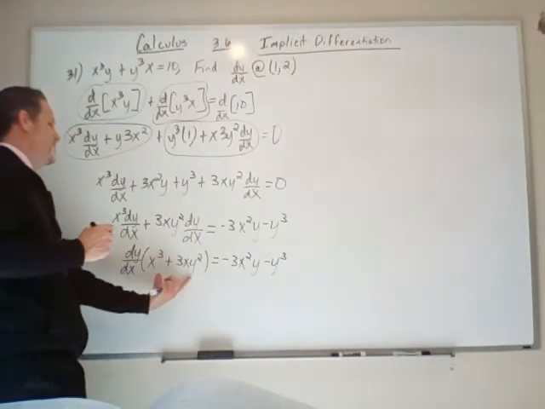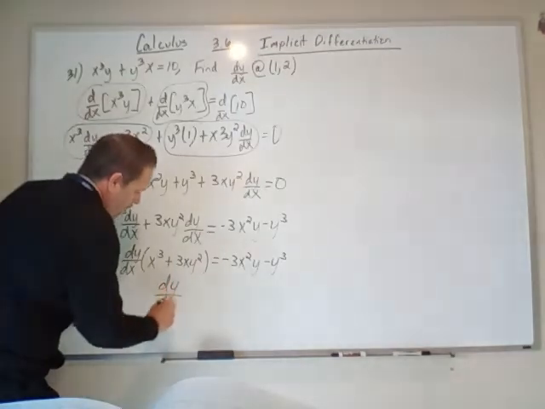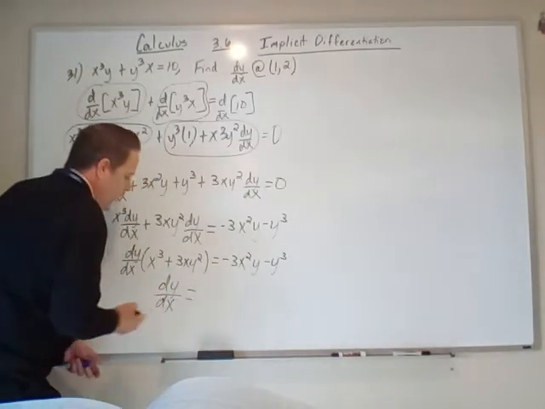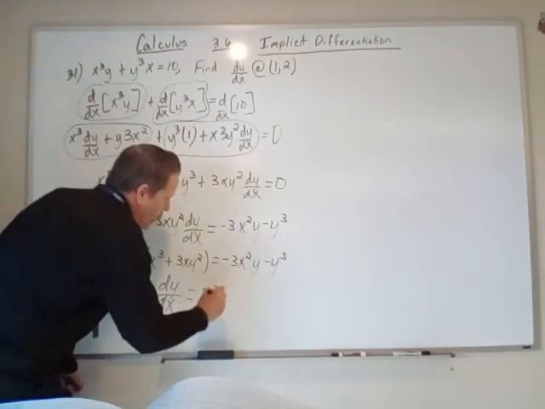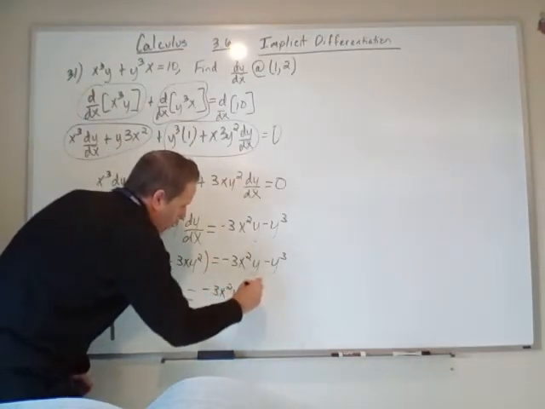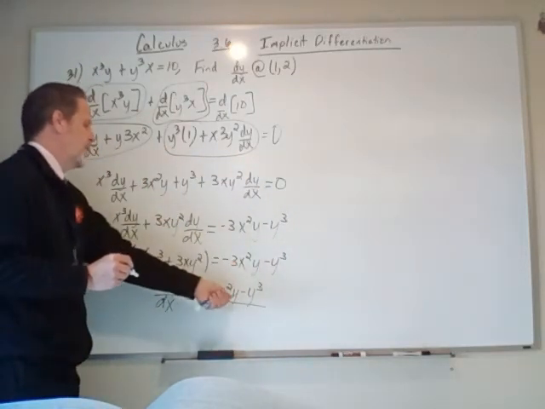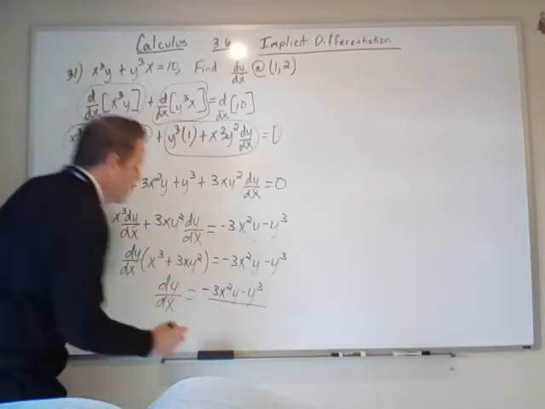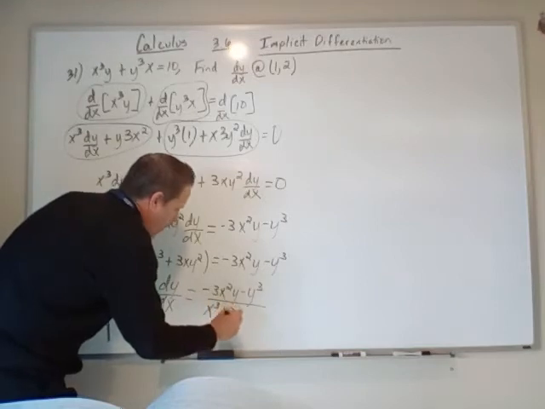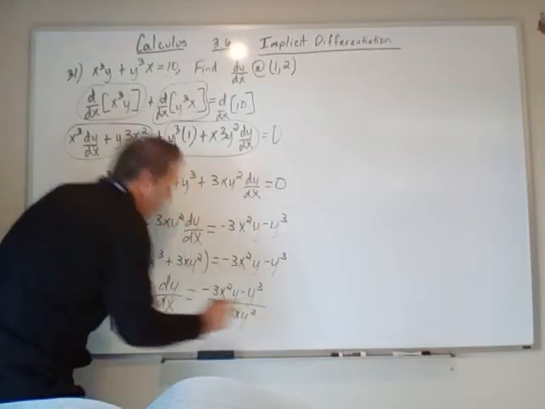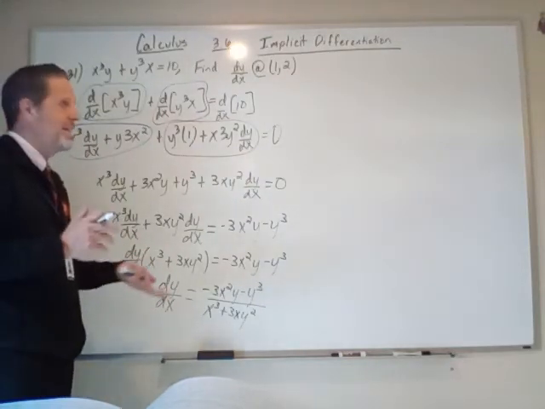Lastly, I'm going to divide by this binomial to come up with an expression for dy/dx. And again, that's the derivative of y with respect to x, change in y over change in x. So I've got dy/dx equals that right side, negative 3x squared y minus y cubed, divided by the binomial, which was acting as a coefficient for the operator dy/dx. Now I have an expression for the slope of the tangent line at any value.